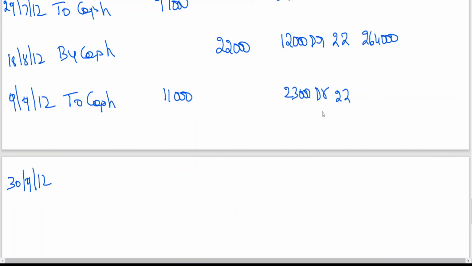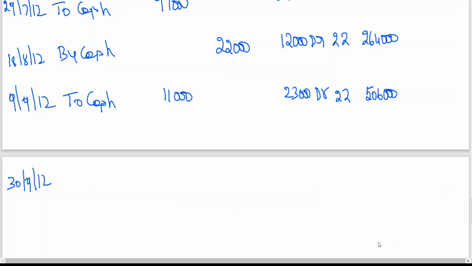You add 1 day. So come on, 23,000 into 22 days. 23,000 into 22. I told you, for the last day, 1 day is to be added. For closing balance, 1 day is to be added. So 23,000 into 22. How much will you be getting? 5,06,000 debit product. I'll fill up this gap, just a minute.